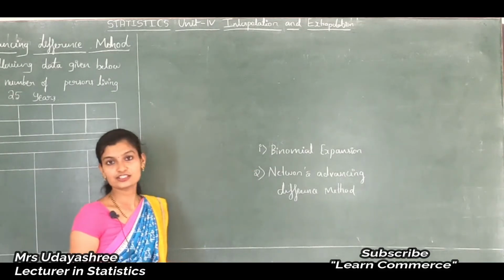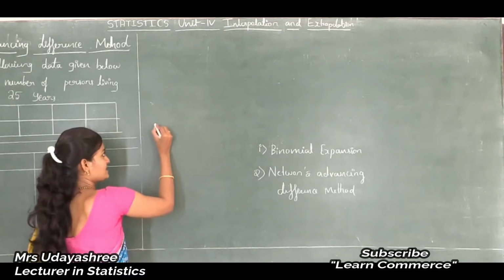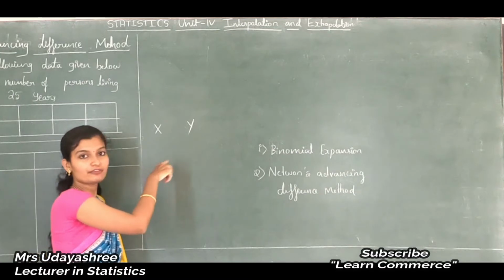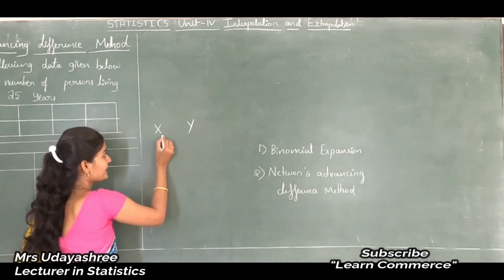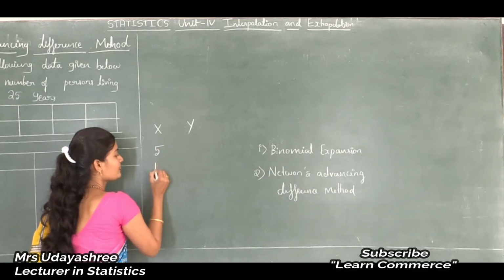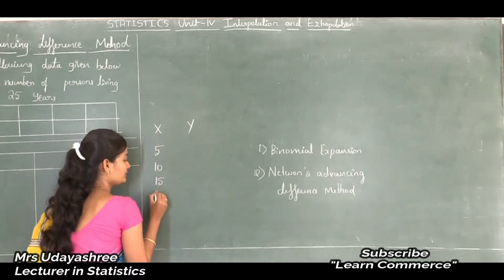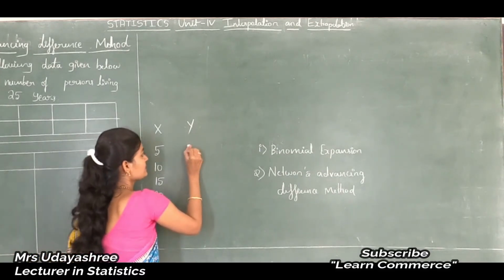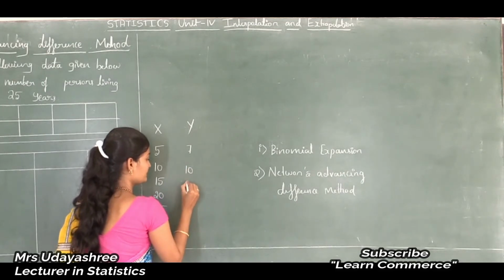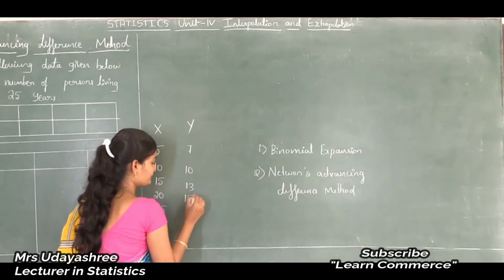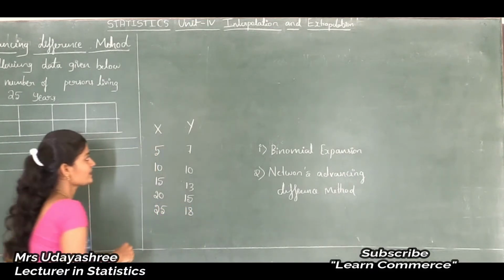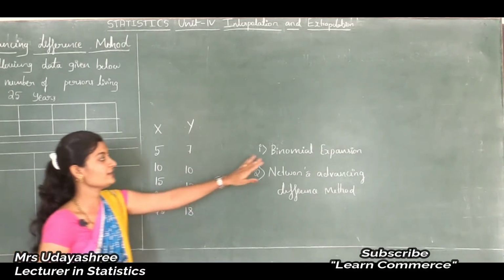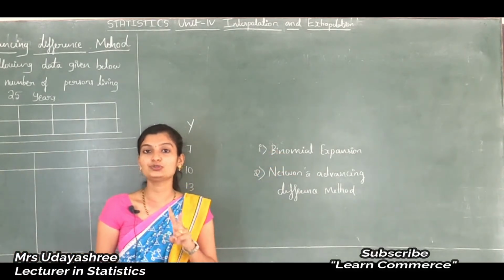Before going to the conditions of the binomial expansion method, I will take one example. Here I will take x and y, where x is the independent variable and y is the dependent variable. The x observations I will take as 5, 10, 15, 20 and 25, and the y observations as 7, 10, 13, 15 and 18. In the binomial expansion method we had discussed two important conditions.